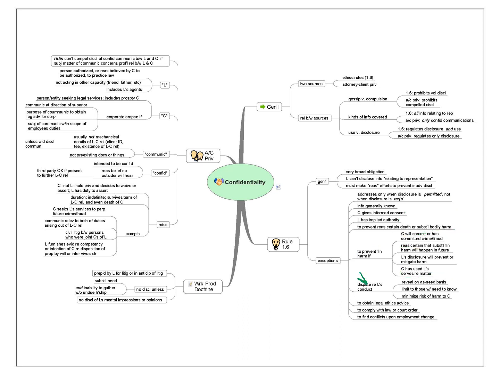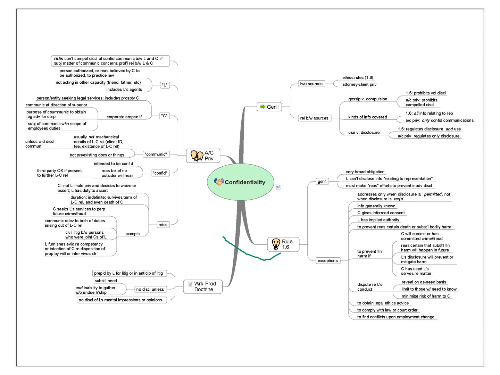Lawyers can also disclose confidences if there's a dispute regarding the lawyer's conduct. The lawyer's got to reveal on an as-needed basis, limited to those who need to know, and the lawyer's got to minimize the risk of harm to the client. Lawyer also can disclose confidences to obtain legal ethics advice, to comply with law or court order, and this is the permissive rule that allows many of the disclosures that are required in other rules. A lawyer may disclose to find conflicts upon an employment change.